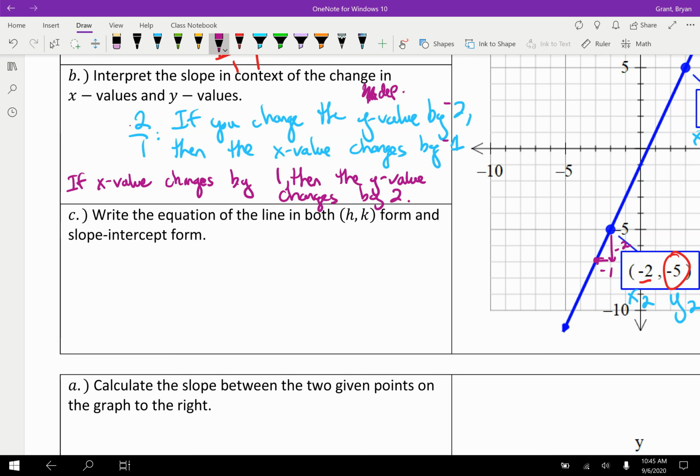Sometimes you'll see instead of a change, you might even see like a delta x equals 1, a change in x is 1, and the change in y is 2. That's pretty common notation as well, so we don't have to write out that word. That's our delta, our triangle symbol, our Greek symbol, and it means change in. So if the x value changes by 1, then you have to change the y value by 2.